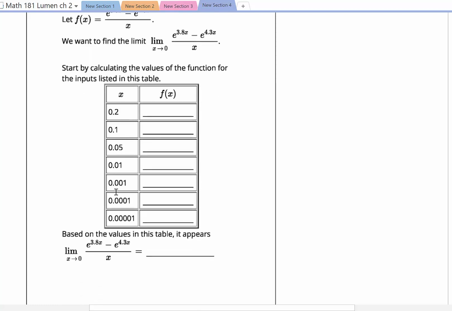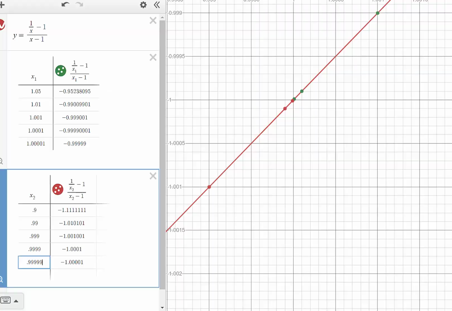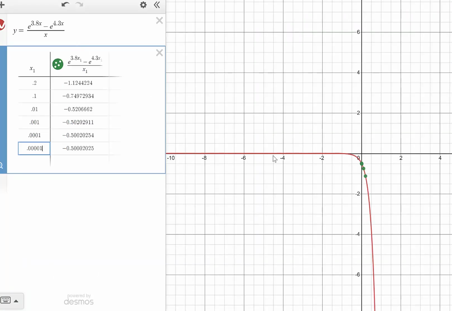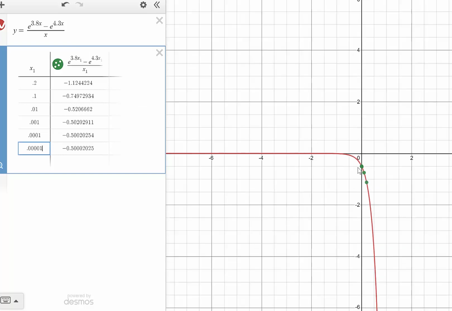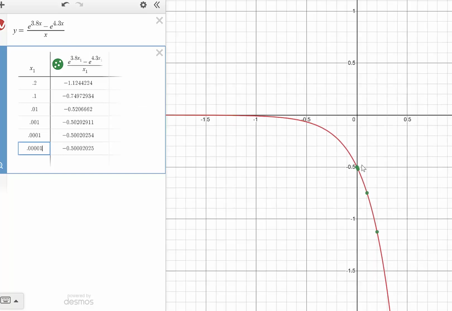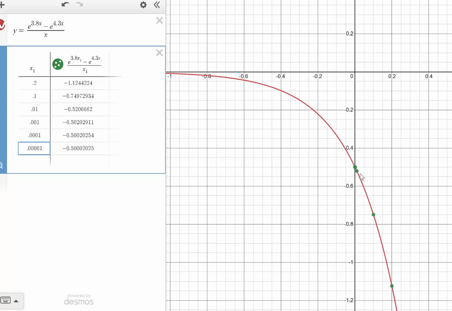So they give us these values that we're supposed to come up with. So I jumped over to Desmos and made another one of these. It's kind of an interesting graph. So we're looking at the behavior as it approaches 0, so we're looking at what happens as x gets close to 0, so it's approaching the y-axis. And at 0.2, 0.1, 0.01, all these values, it looks like it's getting closer and closer to negative 0.5, and it certainly seems like that's the case here.